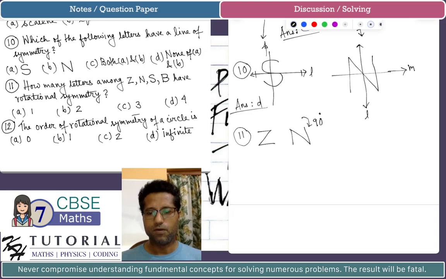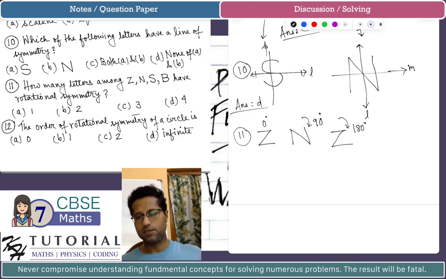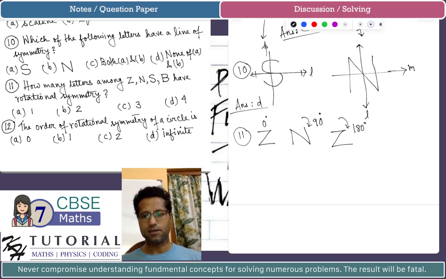Okay. What will Z look like after doing a 180-degree clockwise rotation? It will look like this. If you consider the letter Z itself as the 0-degree position, then at the 90-degree position, meaning you have rotated the letter Z clockwise 90 degrees, it is looking like N, which is not Z. At the 180-degree position, it is looking exactly like Z.